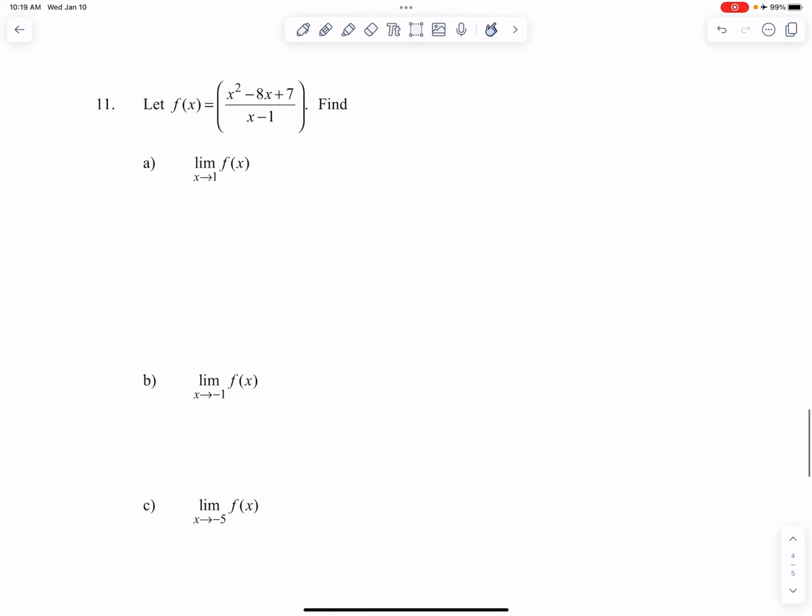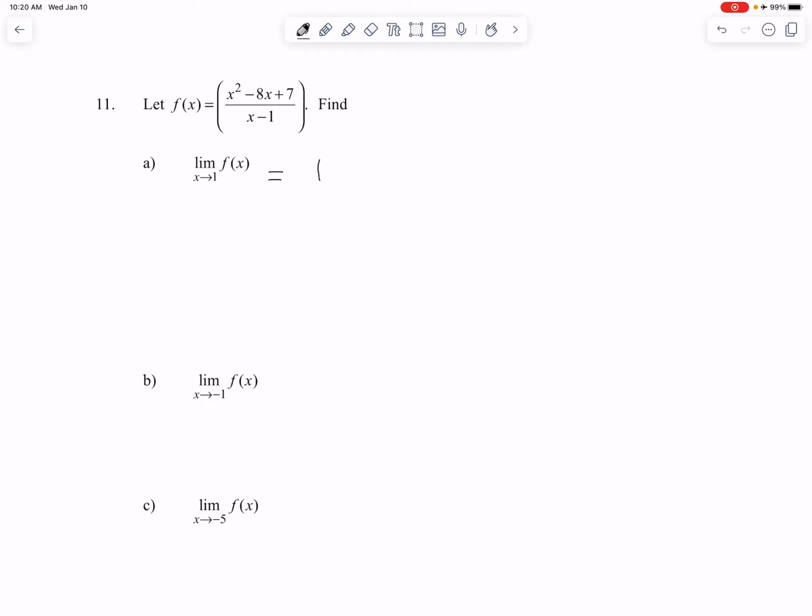Okay, number 11. Let f of x equal x squared minus 8x plus 7 over x minus 1. Let's find some limits using this guy. So the limit of f of x as x goes to 1, let's do the dumb thing and substitute in a value of 1.